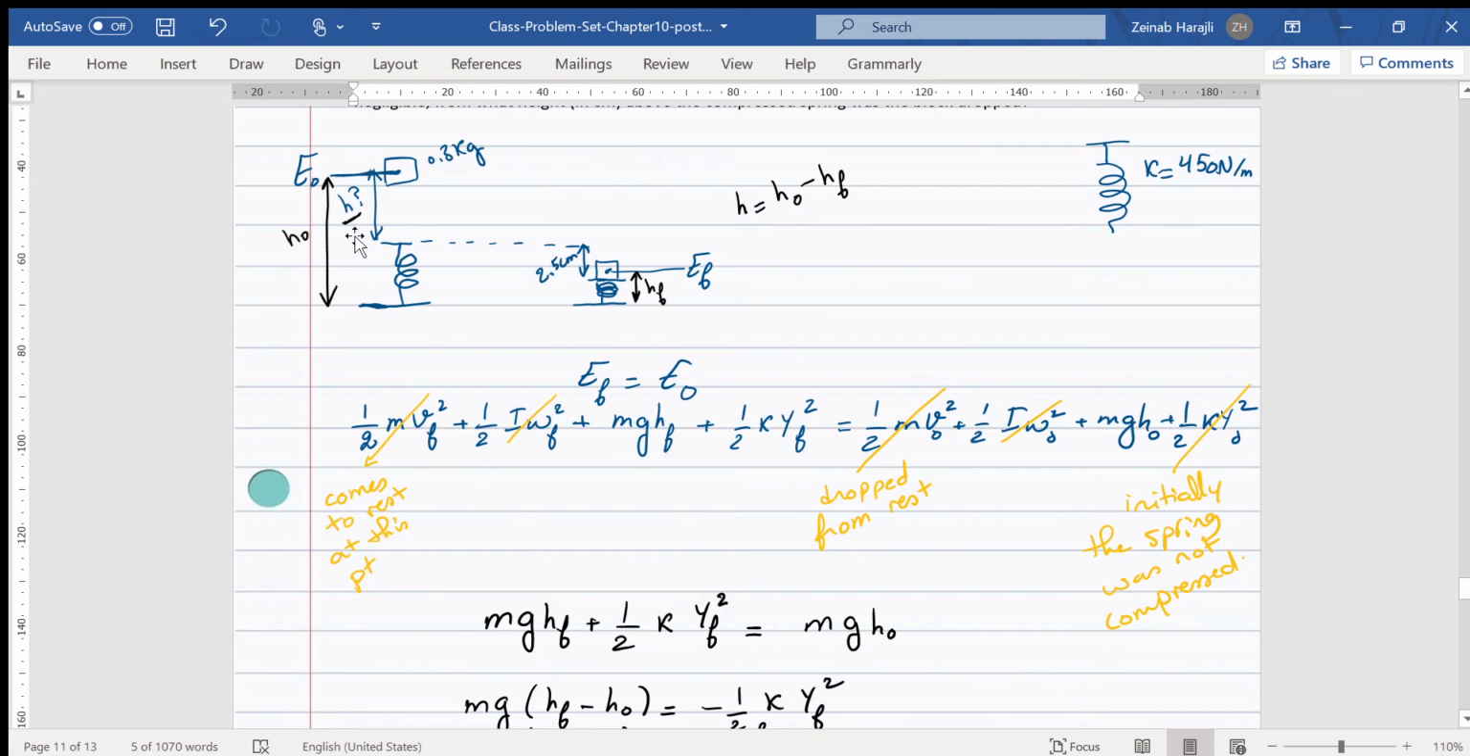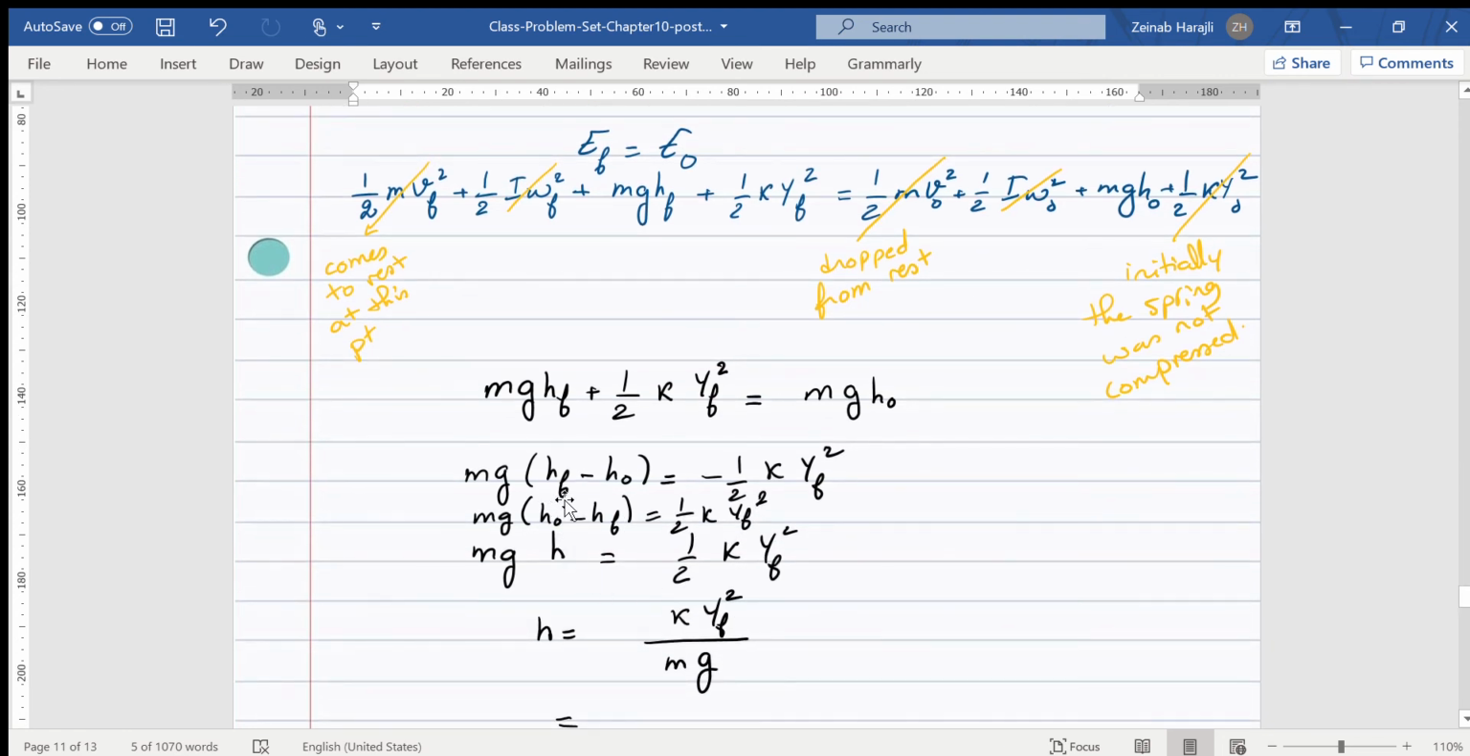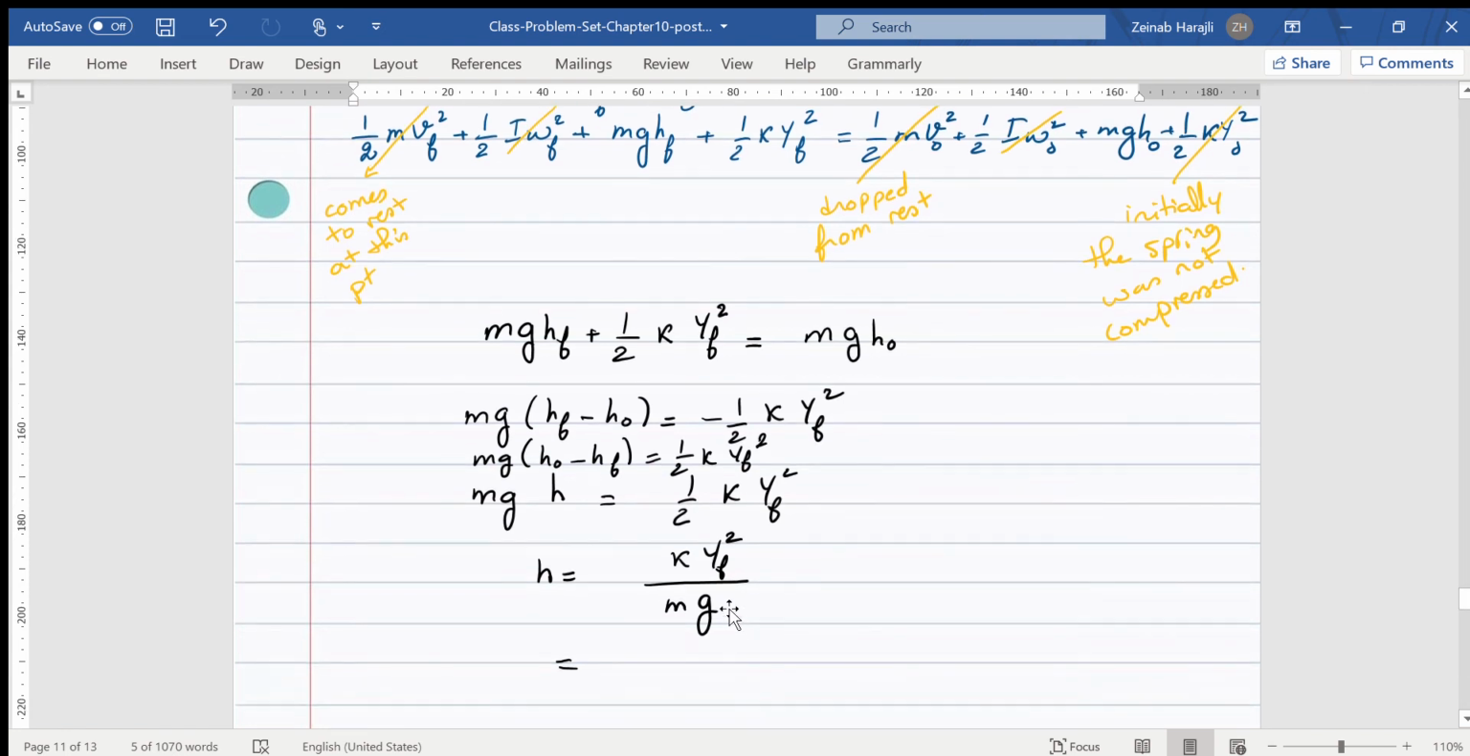Now what we want is this h. If the initial height of the block was h0 and the final height is h final, then h is obviously the difference between them. So h is h0 minus h final. So we can rearrange this equation. If we bring this term here and this one here, and then multiply by a minus sign everywhere, we have m g times (h0 minus h final) is half k y final squared. We substitute this with h, and now we have this equation for h, and all we have to do is just substitute.